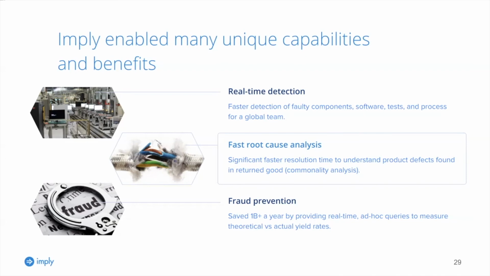So that's an example of how Imply is using many use cases, right? Not just fraud, but also for fast root cause analysis to understand product defects found in return goods, right? Or faster detection of faulty components or software tests and process in a certain manufacturing plant when they do some updates to the machinery.